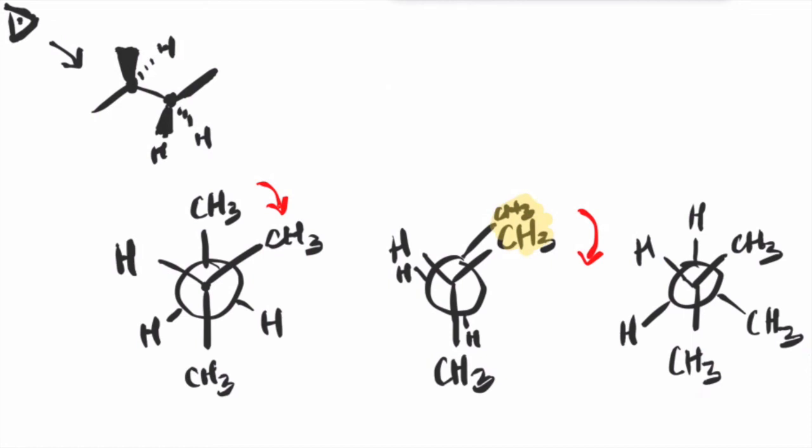So let's go ahead and analyze it. For sure, we know the eclipsed structure is the highest in energy. So among these three, only the middle one is your eclipsed structure. So this conformation will be your highest energy conformation. Now, which is your lowest energy conformation?